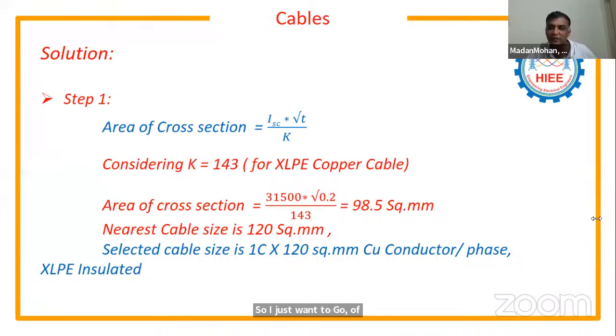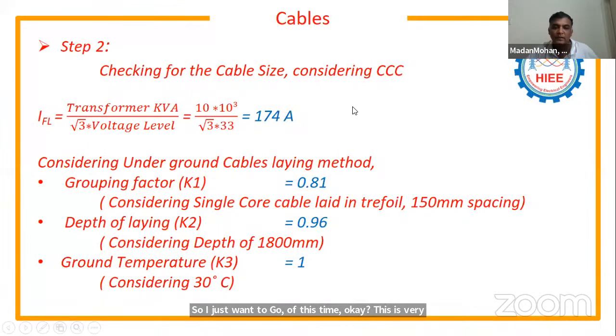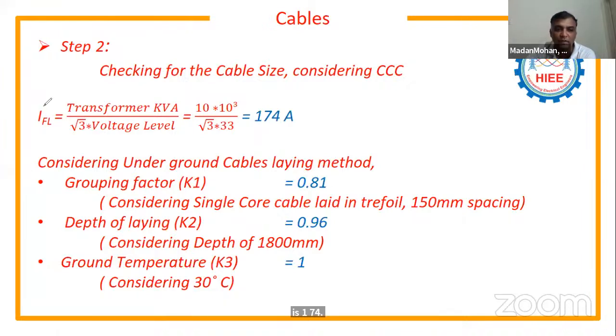Okay. This is very important. This is step one, and step two is the same. I'm checking the cable size considering current carrying capacity, guys. Your transformer capacity is 10 MVA and your voltage is 33 kV. We are calculating the full load current, and it is 174 amps. I told you this is the full load current.